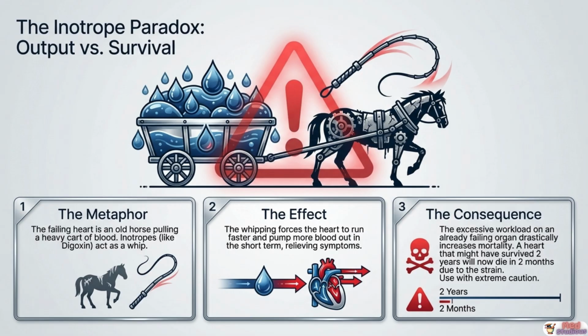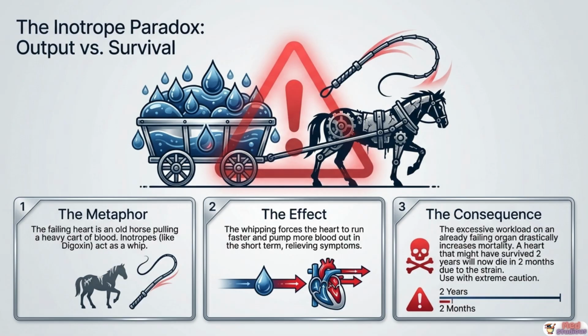fatal one. The failing heart can be vividly imagined as an exhausted old horse pulling an enormously heavy cart of blood. Every beat, every contraction requires greater effort with less reserve. Inotrope drugs, most classically digoxin and in the acute setting dobutamine, act as a whip applied to this horse. In the short term, the whip works. The horse runs faster, pumps harder, cardiac output increases, pulmonary congestion is relieved, symptoms improve dramatically. The patient feels better. This is the clinical seduction of inotropes.